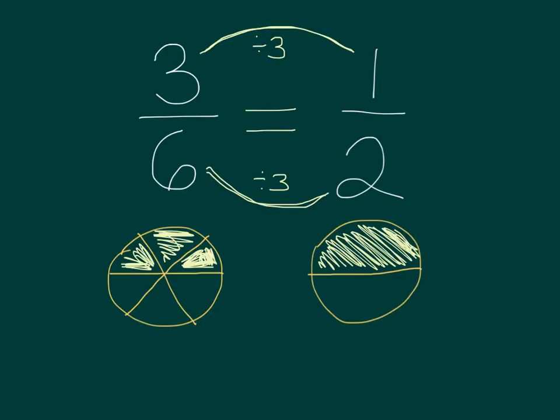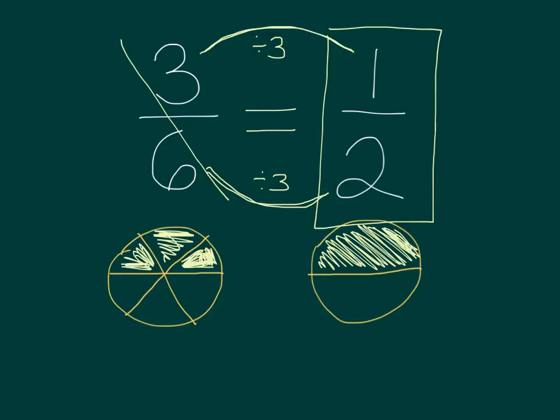But 3/6 is not in simplest form. 1/2 is in simplest form. The reason why 1/2 is in simplest form is because you can't divide the numerator and denominator by any whole numbers evenly. With 3/6, you could divide the numerator by 3 and the denominator by 3, but with 1/2, you cannot divide the numerator and denominator anymore. So it's simplest form. And think of it, it's simpler to draw. It's simpler to picture in your head. It's easier to work with.